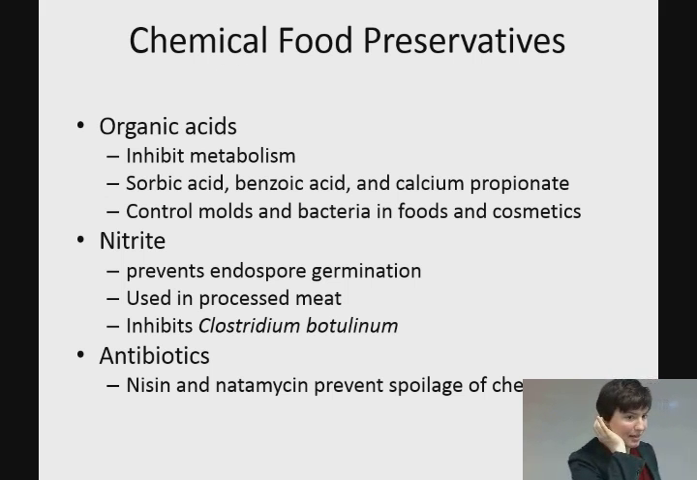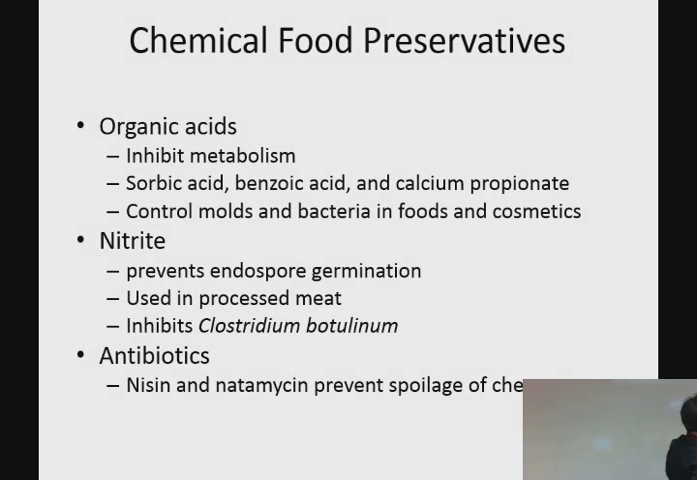So here are some examples. Organic acids are used to inhibit metabolism. That would be things you've probably read if you read the list of processed food ingredients: sorbic acid, benzoic acid, calcium propionate. They all control molds and bacteria, and they're often used in commercial foods and in cosmetics.